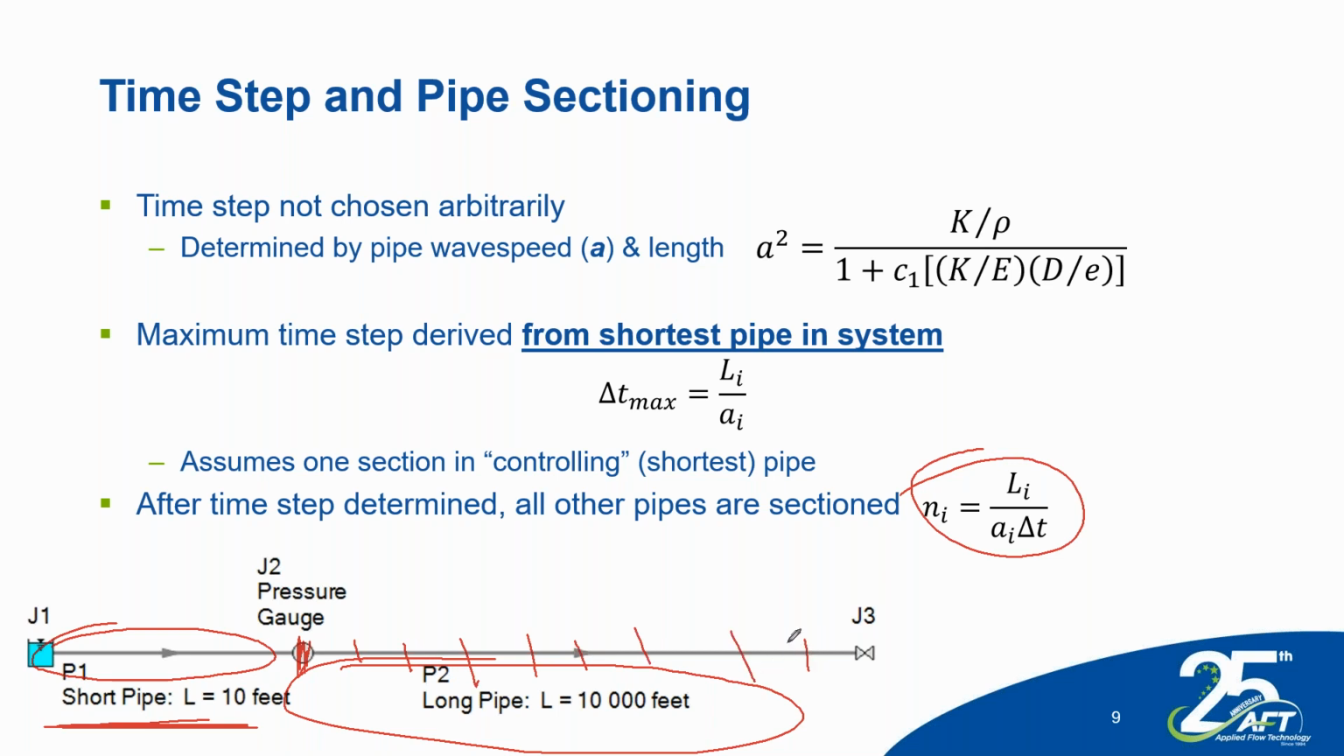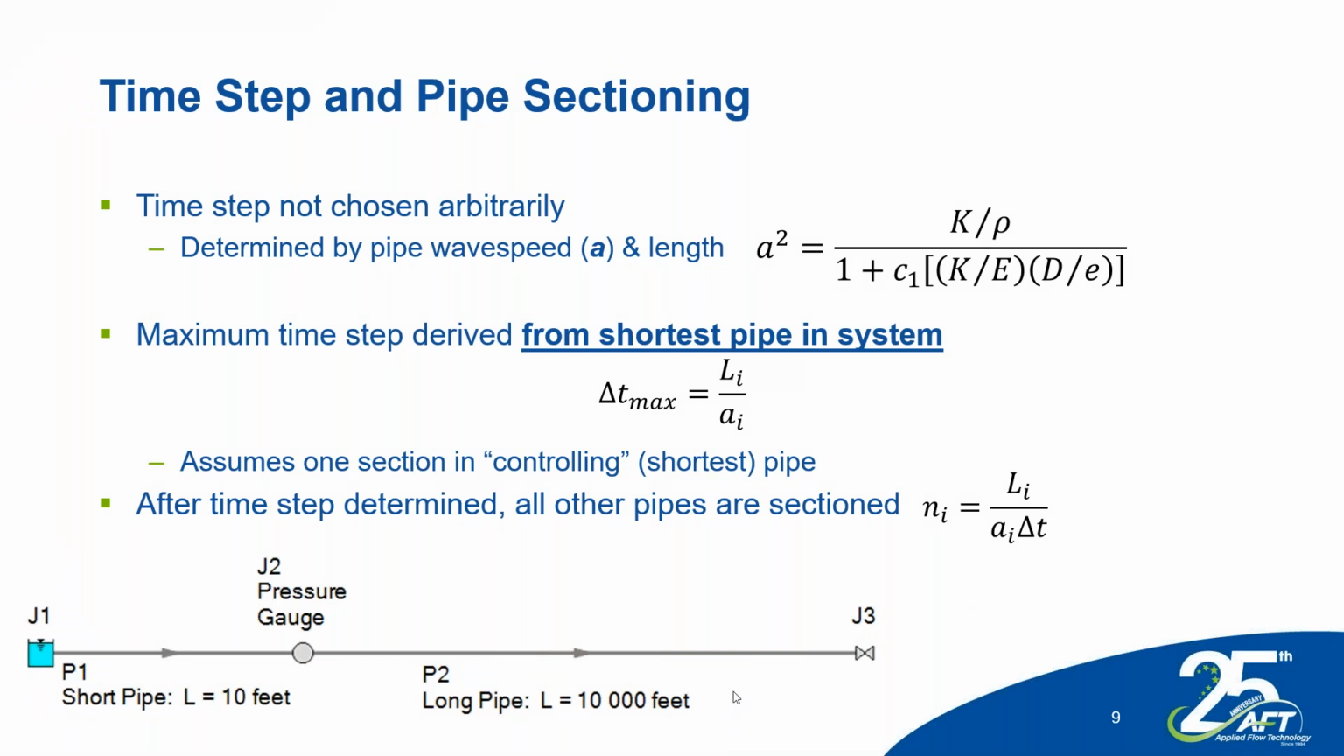Here's the key thing to remember is that if you double the number of sections in your controlling pipe, it's going to jack up your runtime by a factor of 4, because your time step needs to be halved for the communication time. So if you were to use 1 foot, then that's going to put 10,000 computation stations in your long pipe, and your system is going to run for a long time. So the key moral of the story is try to make your short pipes a little bit longer, okay?